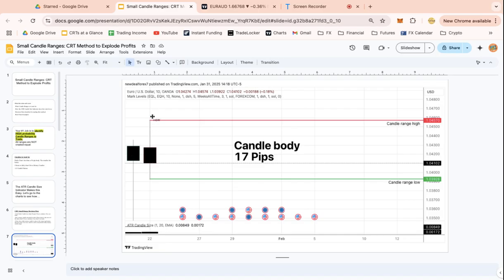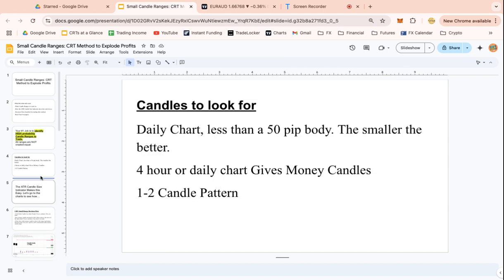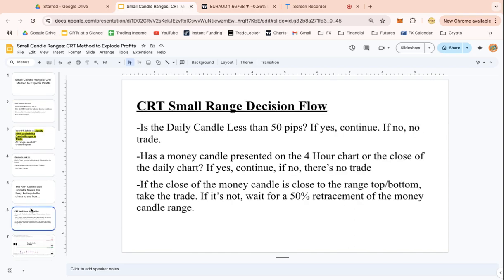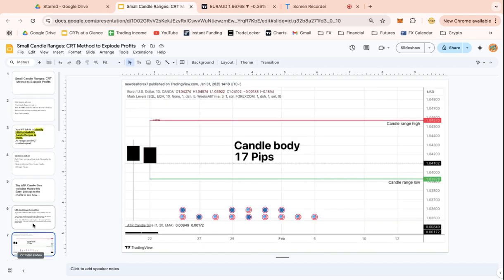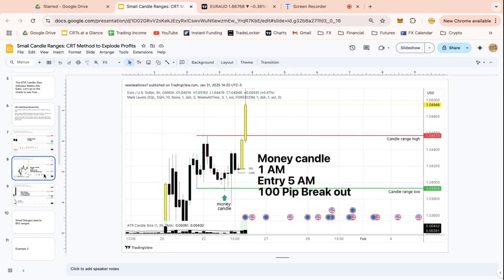This candle right here has a 17 pip body. So to go back to our decision flow, is that less than 50 pips? Yes. So we continue. The next thing we look for is a money candle. And this is pretty much the full result. But the money candle appears right here. And you actually got two. But this one right here at 5 a.m., price pokes below the range, closes back inside it. That's all we need to see to validate an entry.